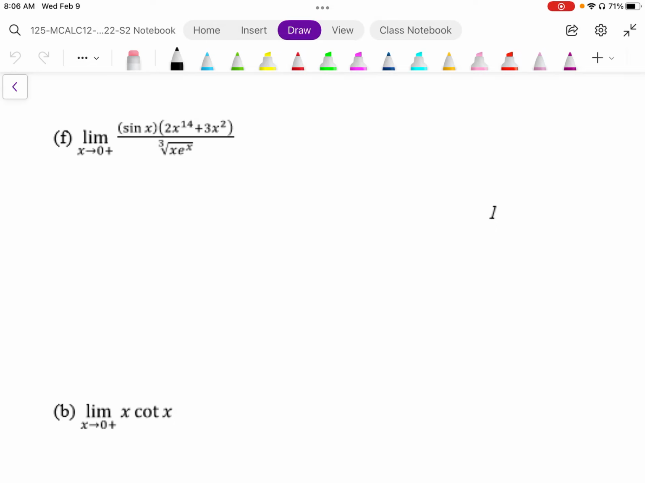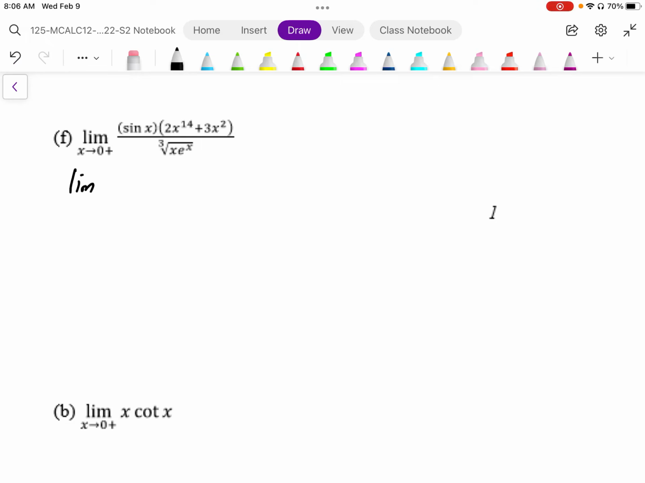The example in F is a bit of a complicated derivative, and if we were to apply L'Hopital's rule, it would be a little bit challenging. But we can simplify this a little bit by grouping them into some parts here. So I've got a sine, I've got a polynomial, I've got a cube root with an x and e to the x. Well, the cube root of x can be kind of grouped with the polynomials. So we're going to do this.